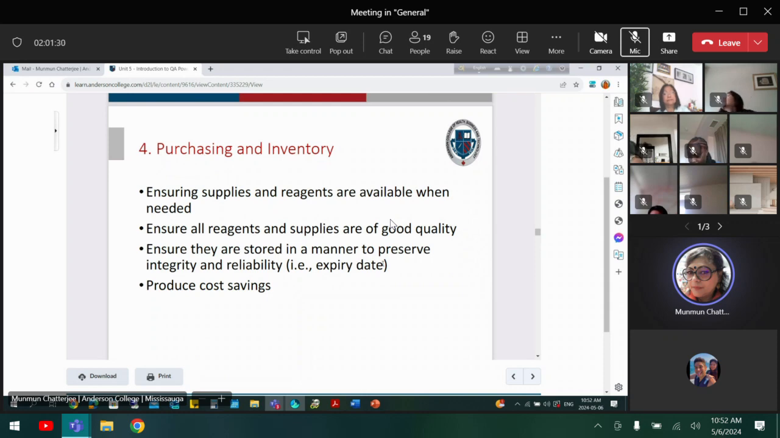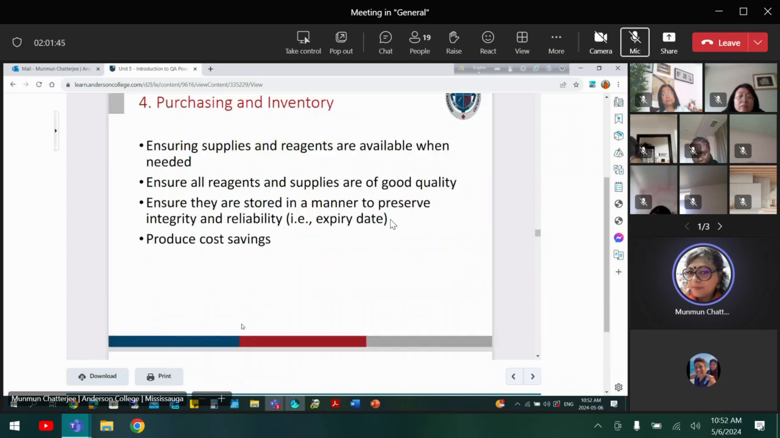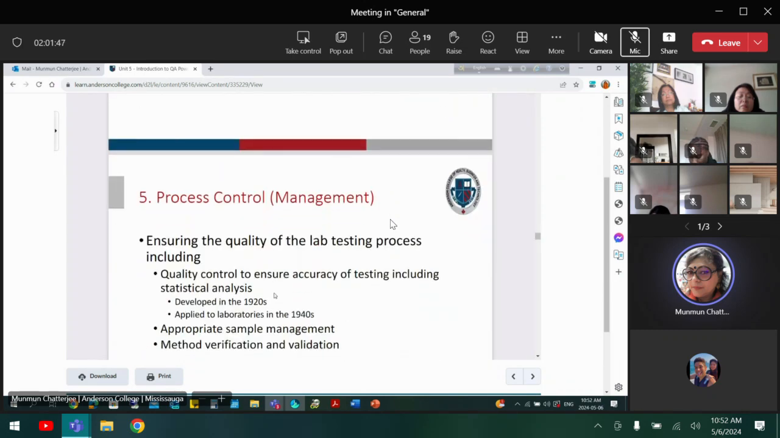When you take reagents out from the refrigerator, they have to stay at room temperature for a minimum of 30 minutes before you do the testing for blood grouping. Once you're done, you have to put the reagents back in the refrigerator, and that also produces cost saving. If you don't waste the samples, it can be cost saving.